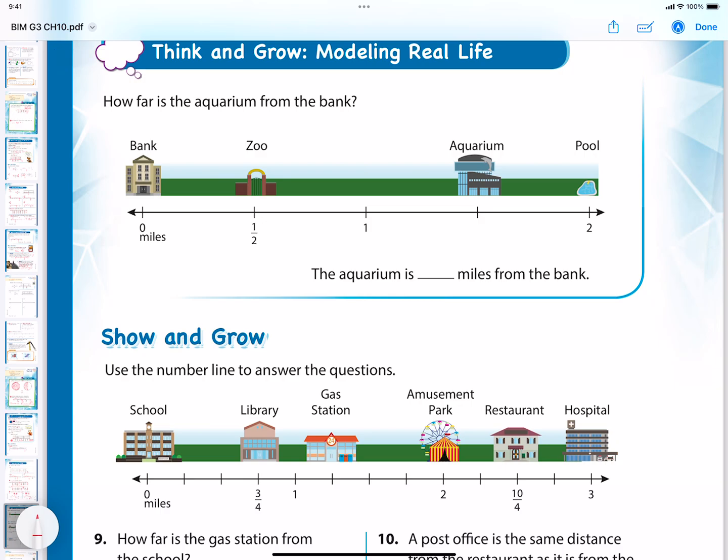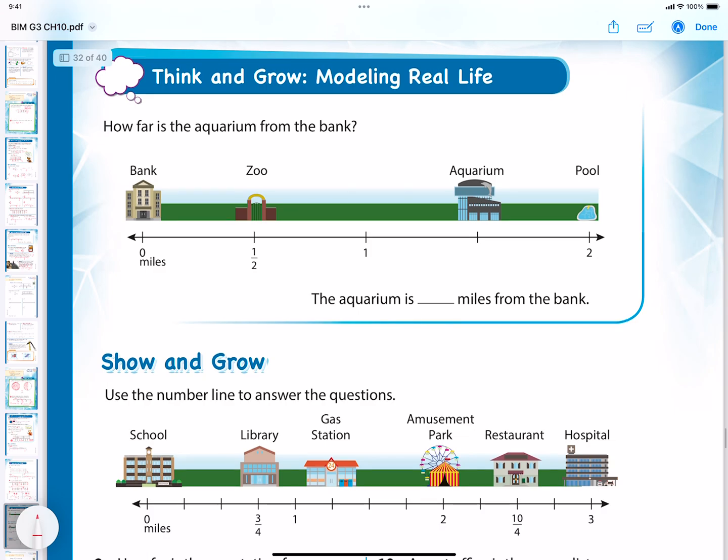All right, let's move on. Already this is our last page, guys. How far is the aquarium from the bank? Aquarium is here from the bank. Okay, and what did I say? You have to check where is one whole and how many pieces are there to make one whole. This is 2, right? So the denominator will be 2, okay? And aquarium is here from the bank. So let's count 1, 2, and 3 over 2. Make sense? So the answer is the aquarium is 3 over 2 miles from the bank.